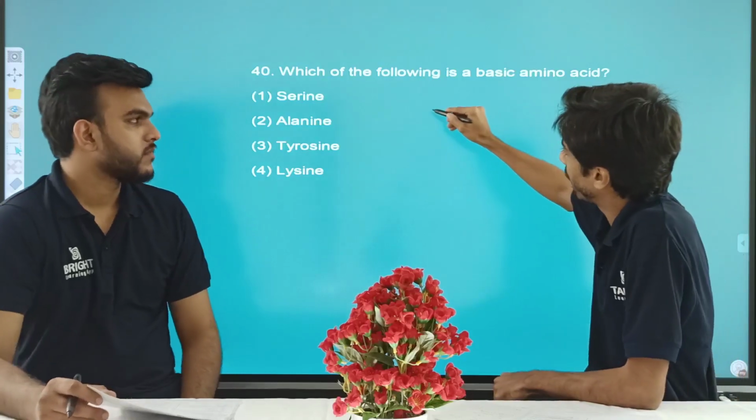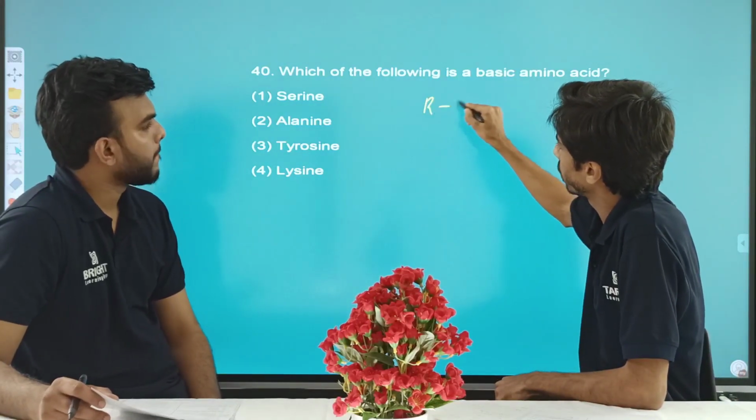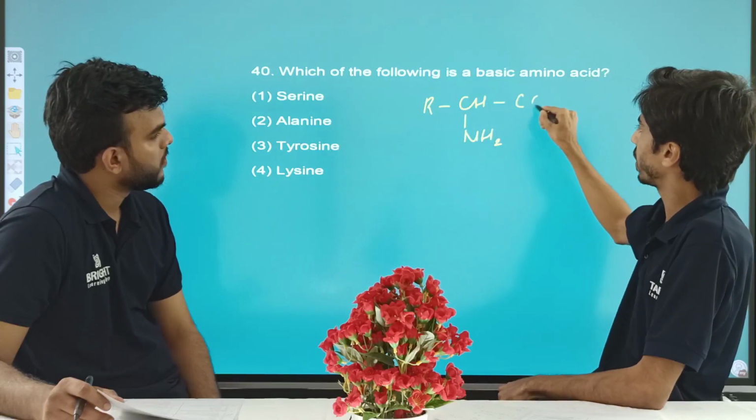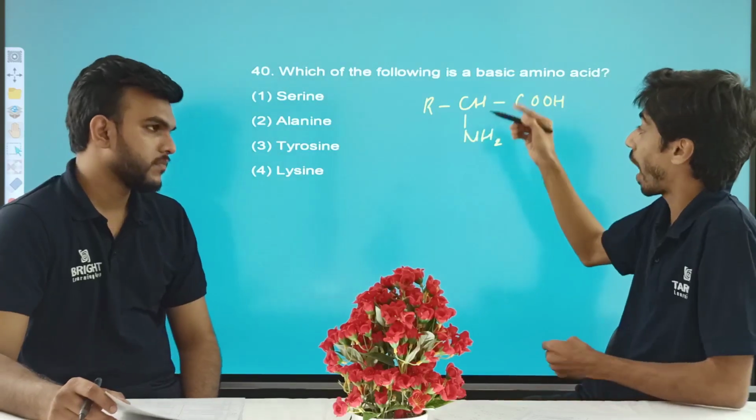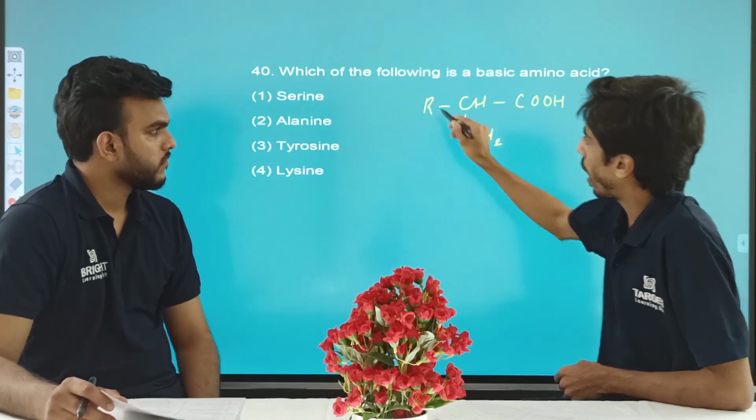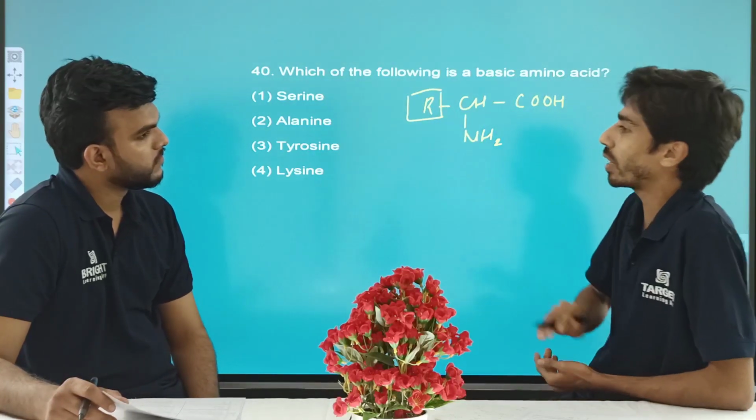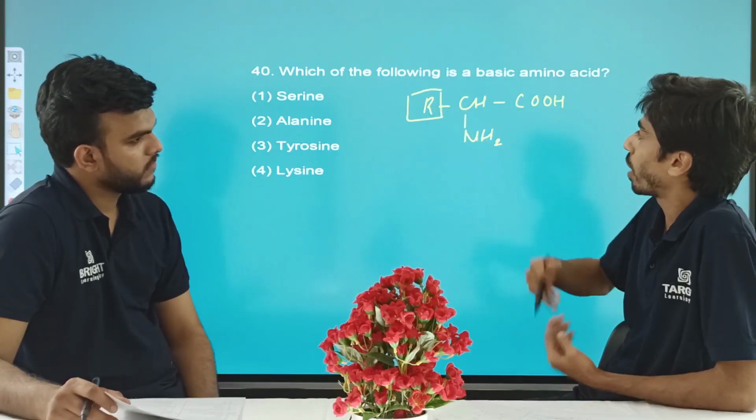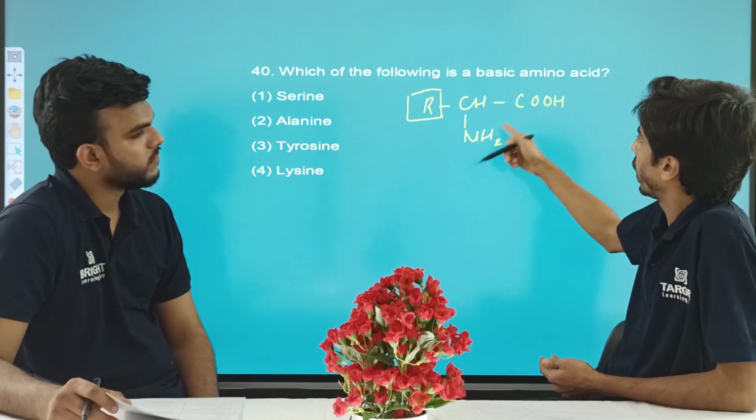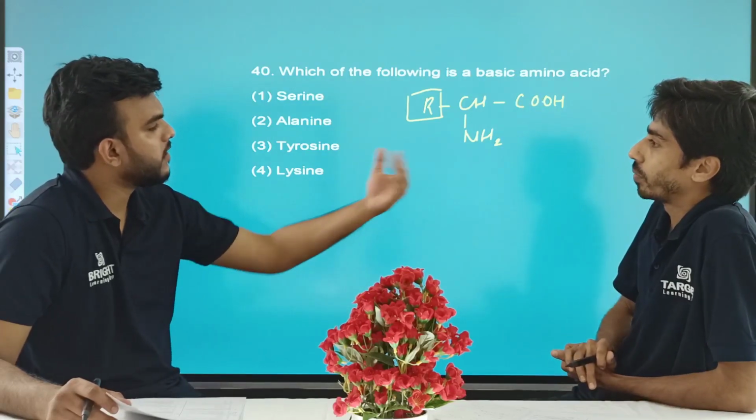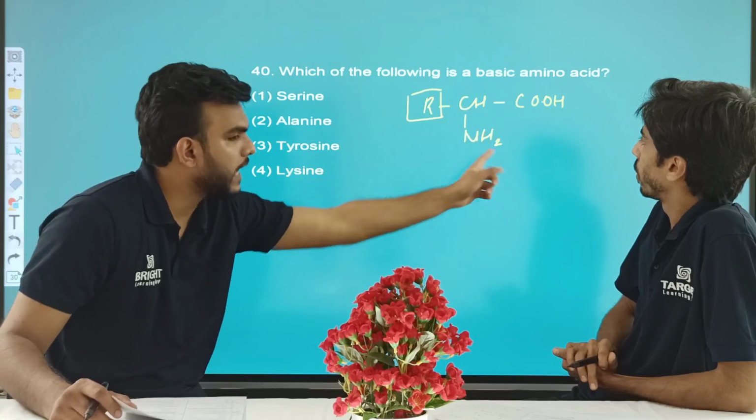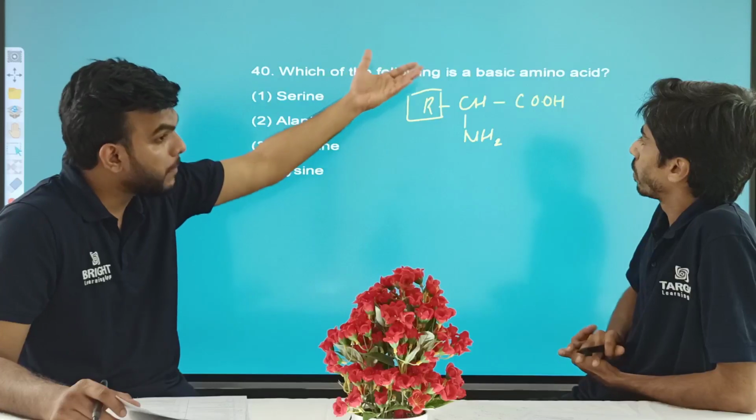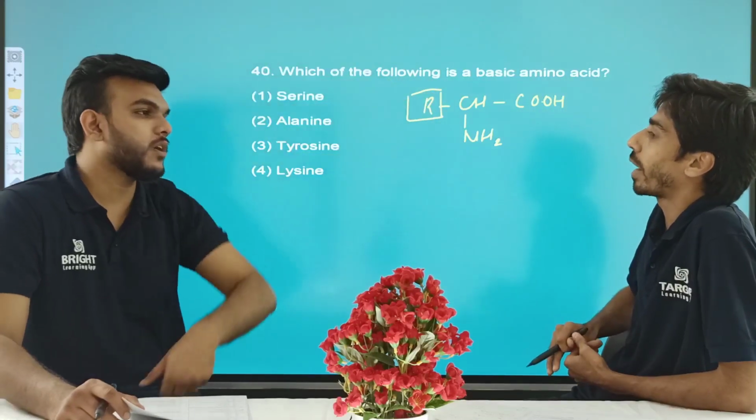An amino acid can generally be represented as R, CH, NH2, COOH. This is the general representation of an alpha amino acid. Here the R decides whether it is neutral, acidic, or basic. Because here we have one NH2 and one COOH, it has a little bit of basic character. If the number of amino groups increases, the basic character will be very high.